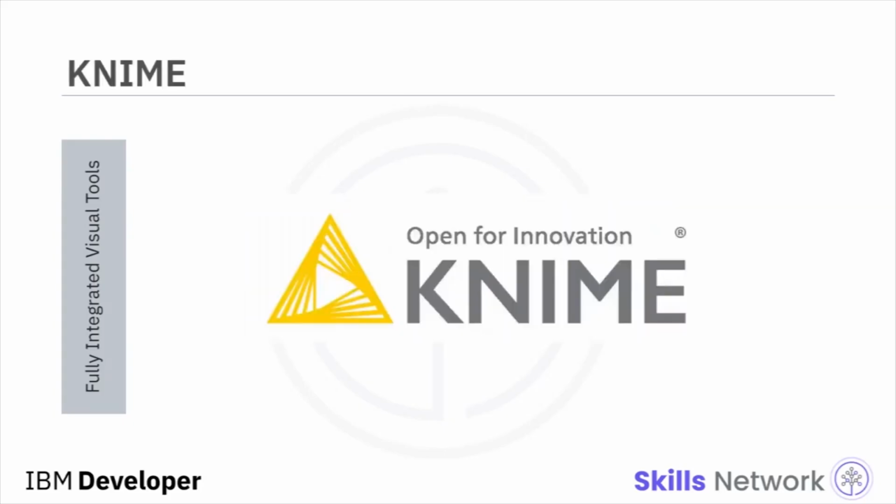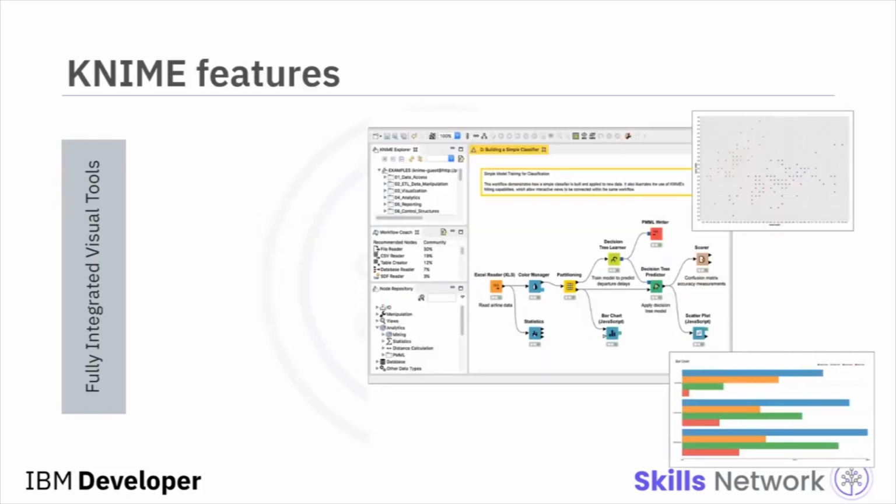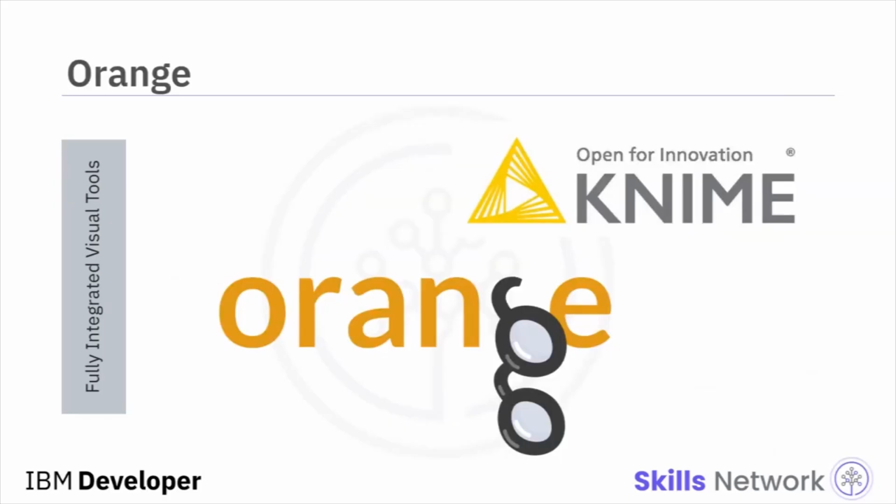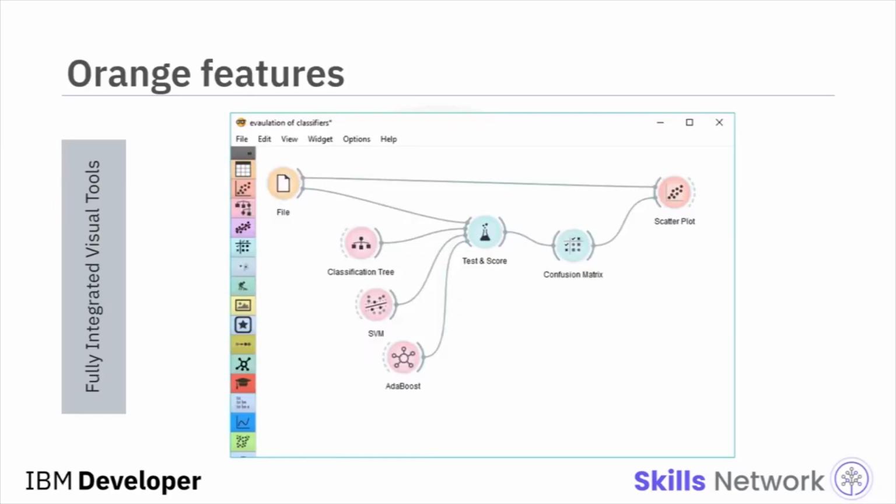Now, KNIME originated from the University of Konstanz in 2004. As you can see, KNIME has a visual user interface with drag and drop capabilities. It has built-in visualization capabilities. In addition, it can be extended by programming in R and Python, and even has connectors to Apache Spark. Orange is another representative of this group of tools. It is less flexible than KNIME, but is easier to use.